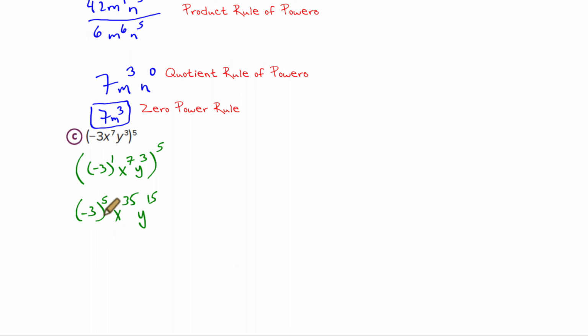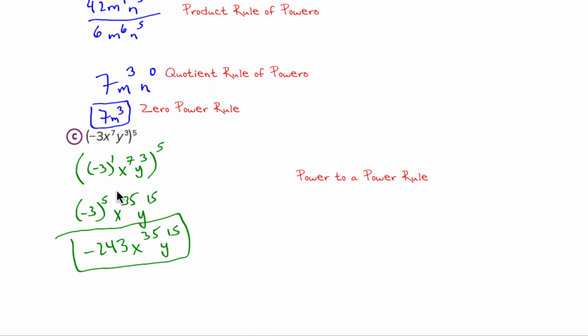Now I just have to figure out what -3 to the 5th power is. This will end up being negative. I get -243, and we can write it as x to the 35th and then y to the 15th. Now, what property did we use? Pretty much the same one for most of this. This is the power to a power rule. Woo, almost confused myself on that one.